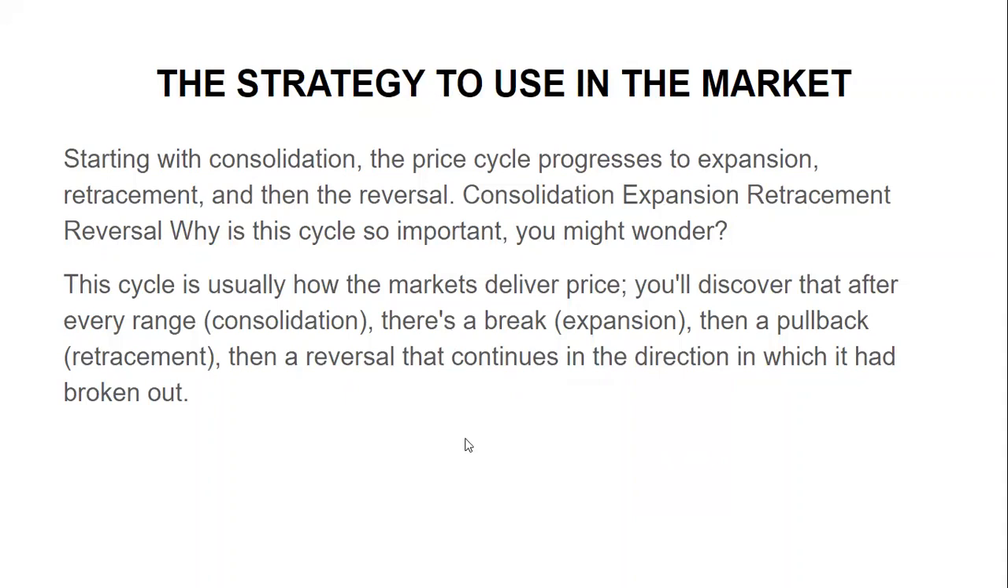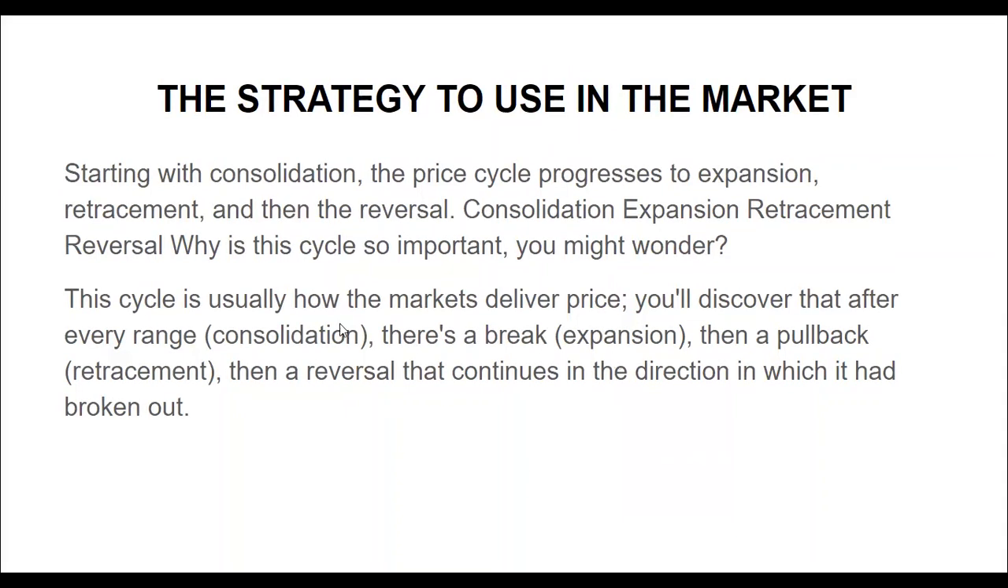So starting with consolidation. Now, the price cycle progression to expansions. So we want to talk about the price cycle. We have expansion, retracement. We have then the reversal. All right. So consolidation, expansion, retracement, reversal. Why is this cycle so important? So you might wonder, okay, why is it so important? The cycle is usually how the market delivers price.